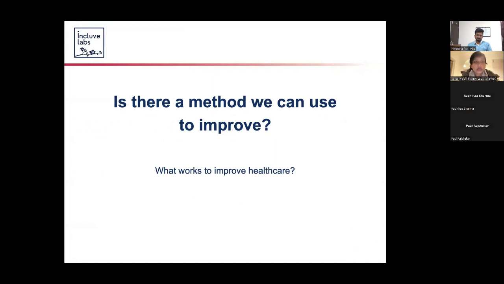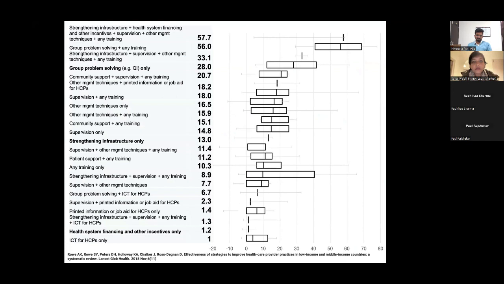So how do we solve them? What works to improve healthcare? This is a big table, but don't worry about it, just for those who like evidence; the rest can ignore this. This was a study by Rowe et al., who analyzed various methods of improving healthcare quality and tried to quantify what works and what doesn't work.